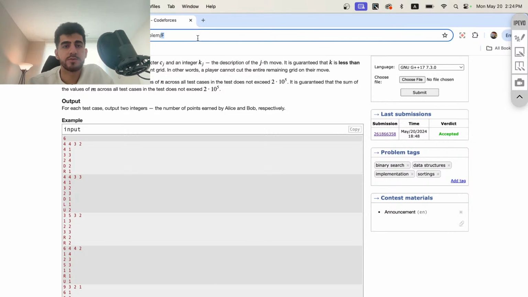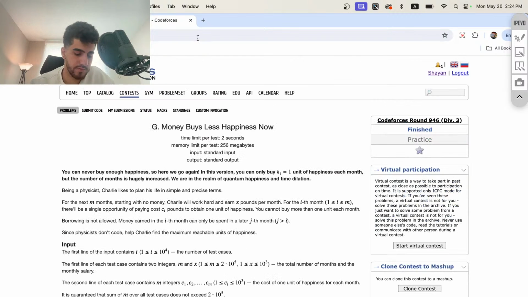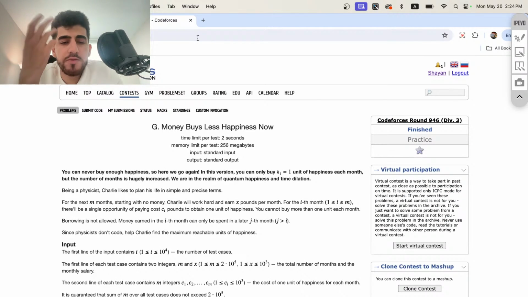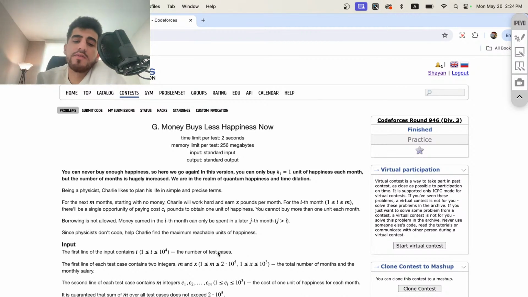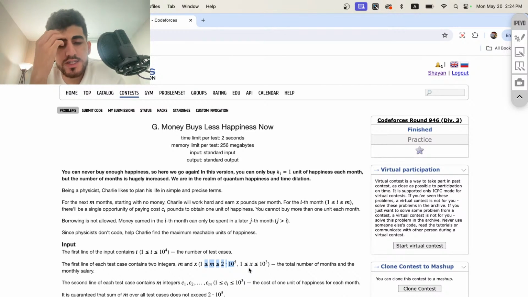Okay, so let's move on to problem G then. Problem G is the same as problem E. The only difference is that in this one, the happiness is always 1, but the number of months is too large, at most 2 times 10 to the 5th. So the number of months is 2 times 10 to the 5th, but the happiness is exactly 1. And the values of X, the monthly salary, and C of i's are at most 10 to the power of 3.